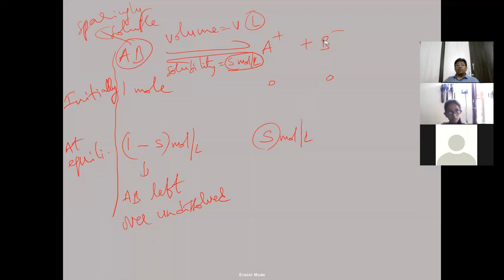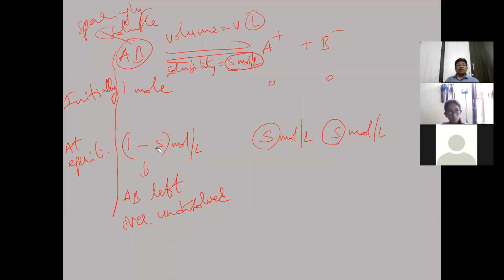Next, B minus, how much is formed here? If 1 mole of AB dissolved completely, we get 1 mole B minus. But here only S moles dissolved. If S moles dissolved, 1 into S, so S only will be formed. So S moles per liter of B minus ions, and S moles per liter of A plus. And how many moles of AB are left over? 1 minus S will be left over.